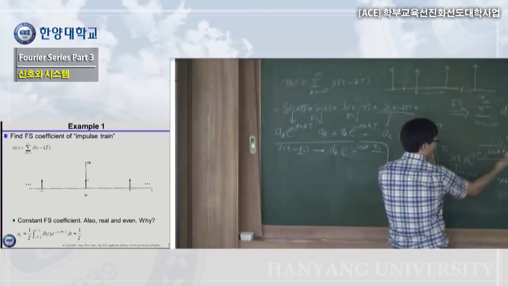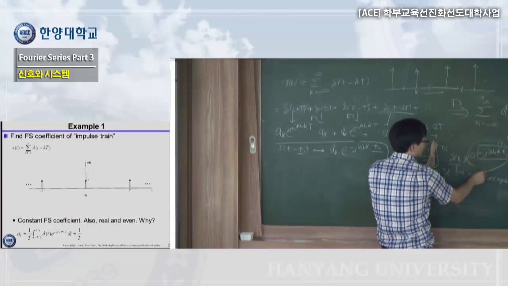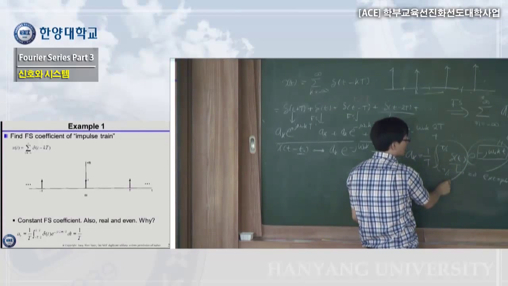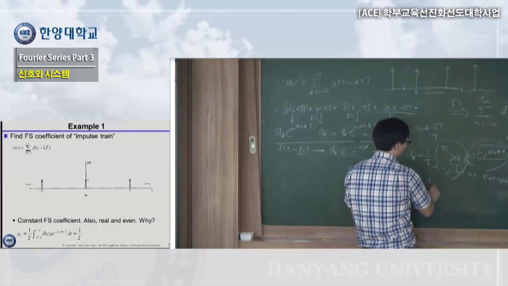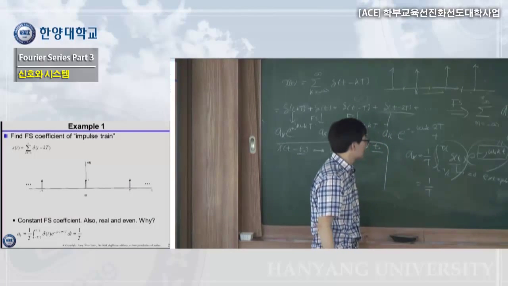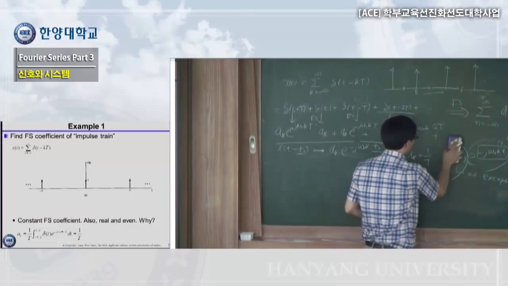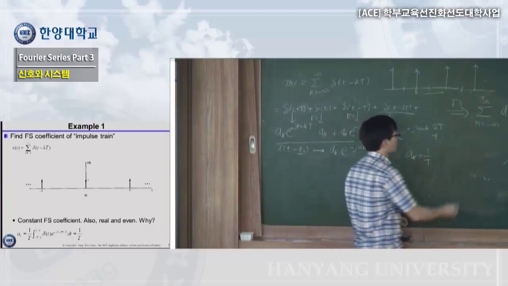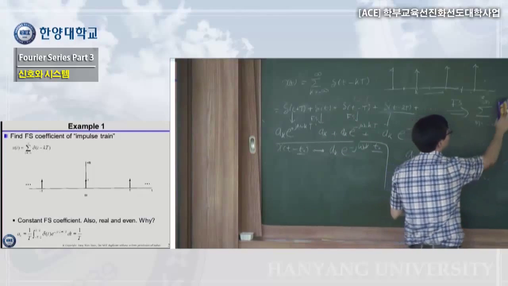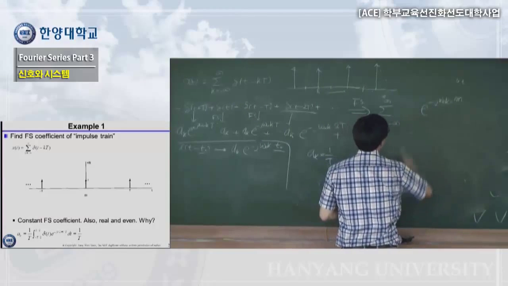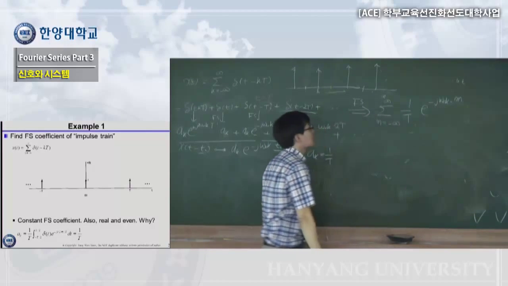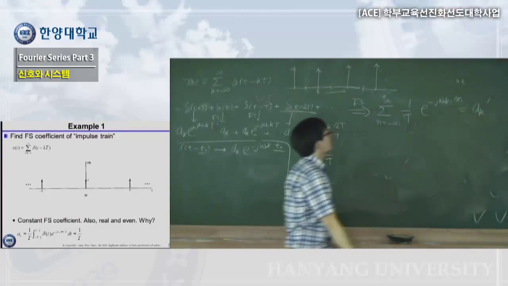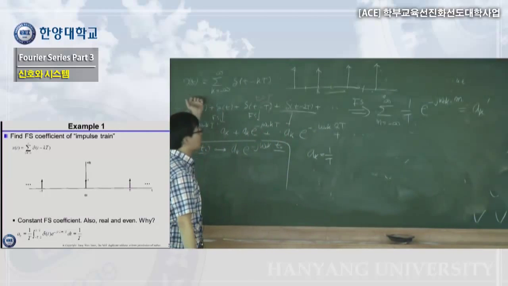So in here, all of this becomes 1, and this one becomes 1 also. Therefore, it becomes like this. So you have already calculated what a_k is. a_k is 1 over T. If you put 1 over T over here, then this is our solution. This is our new a_k, the Fourier series coefficient of this x.